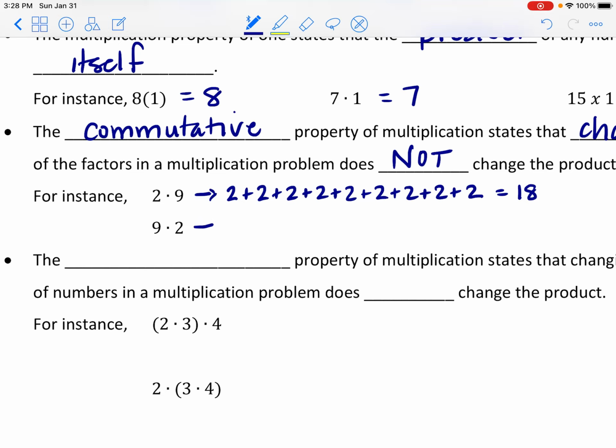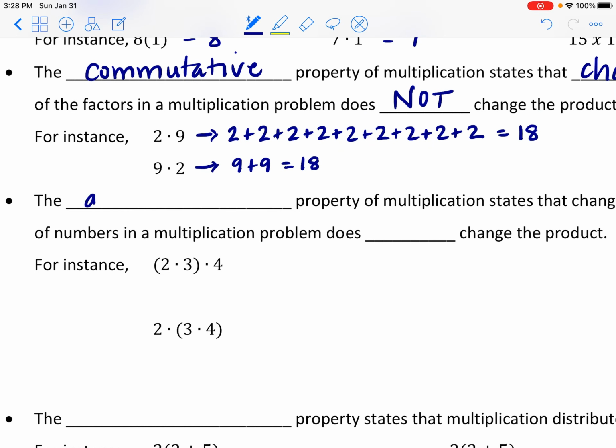Now, if I switch that around and I said 9 times 2, that means I have 9 twice, but guess what? Same sum, I still get 18. So the order in which we multiply does not matter. That is called the commutative property. Okay, we also have an associative property.